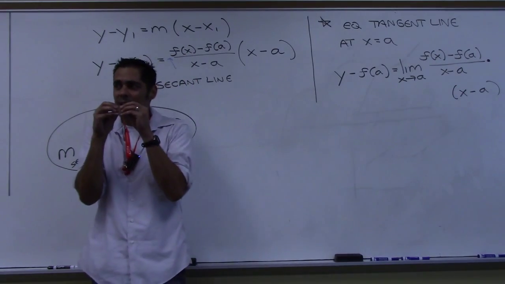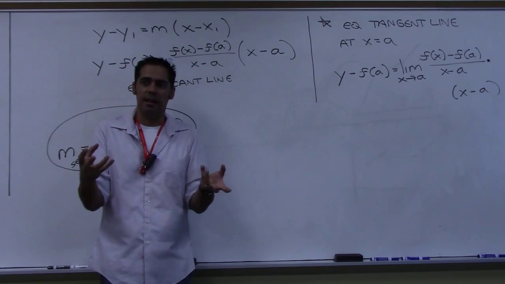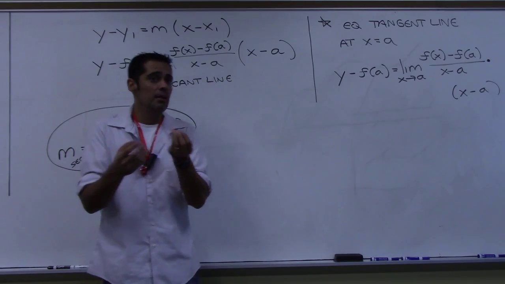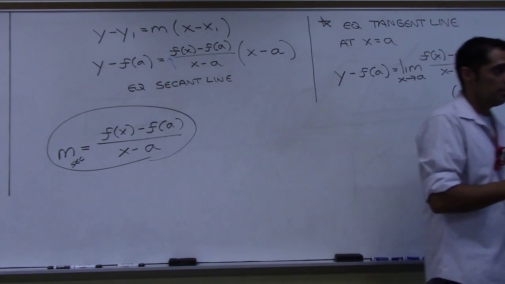Does everyone see this is just a slight tweaking of algebra, like what we've seen in algebra, except now we have the idea of the limit, which allows us to get around that 0 over 0.